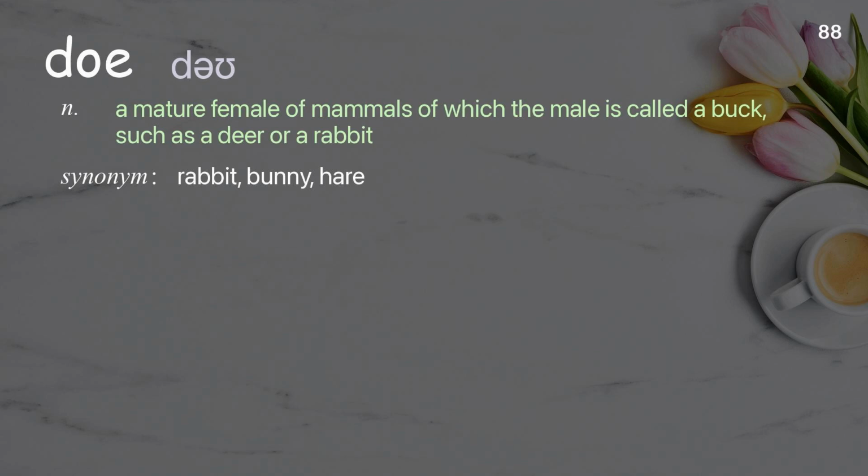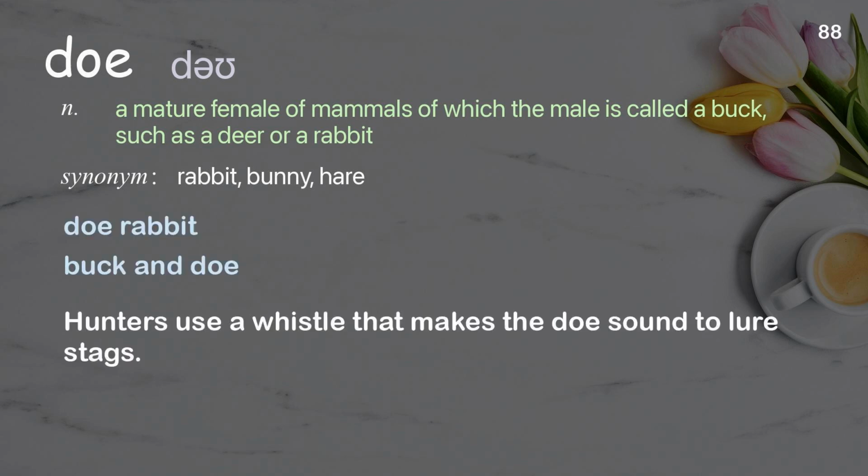Doe: a mature female of mammals of which the male is called a buck, such as a deer or a rabbit. Examples: Doe rabbit. Buck and doe. Hunters use a whistle that makes the doe sound to lure stags.